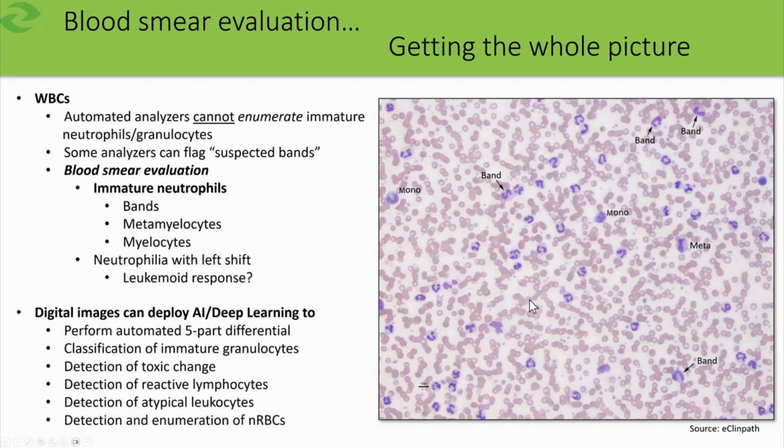Furthermore, there are some digital scanners with AI deployment on them that can detect the NRBCs and even enumerate them and give a count per either 100 white blood cells or per microliter.